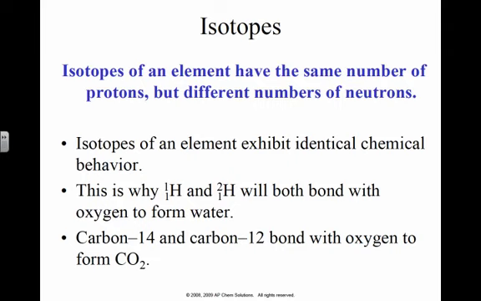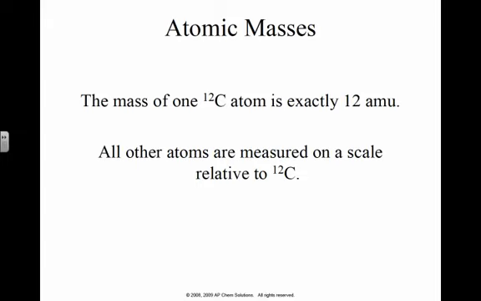Isotopes, once again, of an element have the same number of protons, different number of neutrons. Isotopes of an element exhibit identical chemical behavior. This is why H1 and H2 both bond with oxygen to form water. When it's bonded with H2, we call that heavy water. Carbon 14 and carbon 12 can both bond with oxygen to form CO2. The mass of one carbon-12 atom is exactly 12 AMUs.